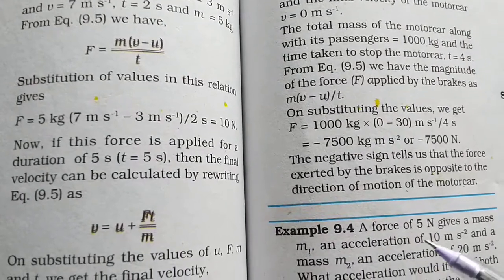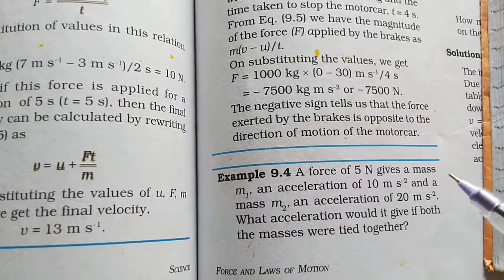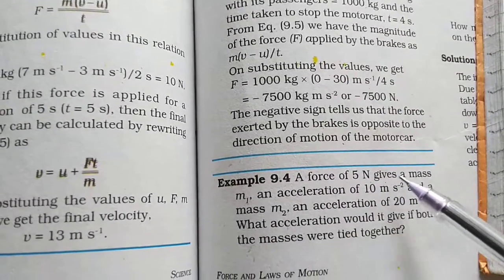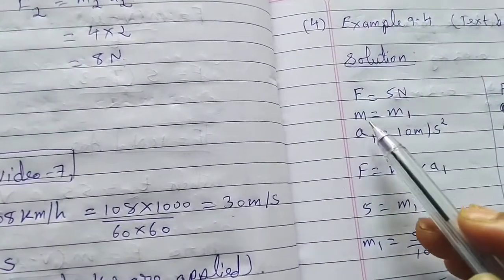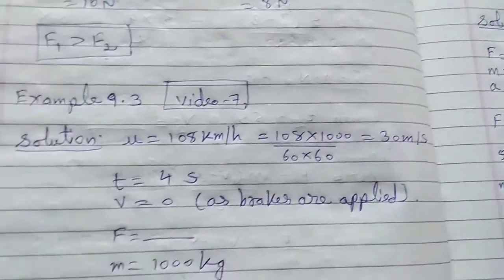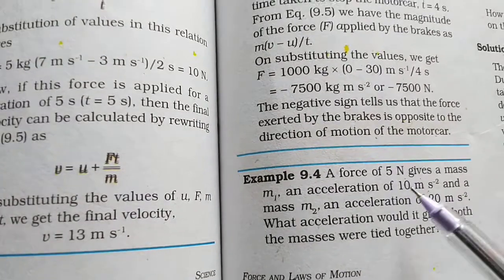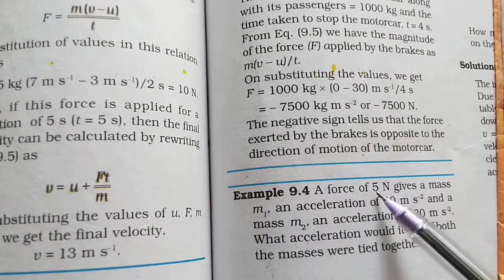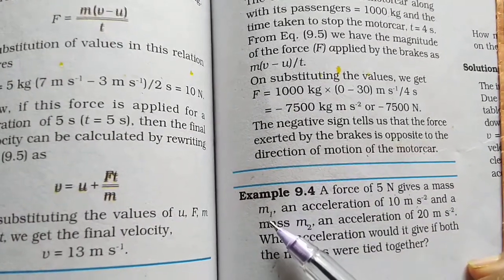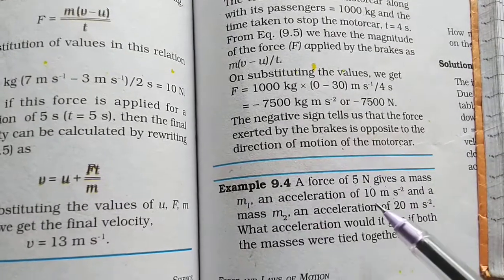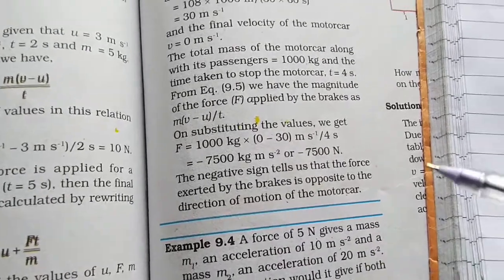Now you see the next sum, example 9.4. Two data are given. One is a force of 5 Newton gives a mass m1, so F is equal to 5 Newton, mass is m1, and an acceleration of 10 meter per second square. That means when the force of 5 Newton is applied on the object having mass m1, the object is accelerated at 10 meter per second square. That means its speed increases by 10 meter per second per second.